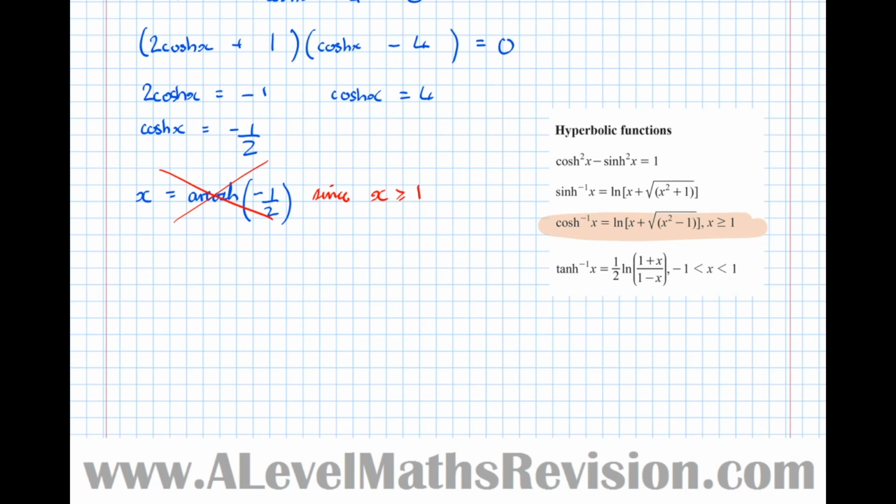Right, so the next one, cosh x equals 4. So x equals arcosh, the inverse cosh of 4, which is equal to, sub that in, log of 4 plus the square root of 4 squared minus 1, which is equal to log of 4 plus root 15. And that's the question done. That's what it asked us to do. We've given the solution in logarithmic form.